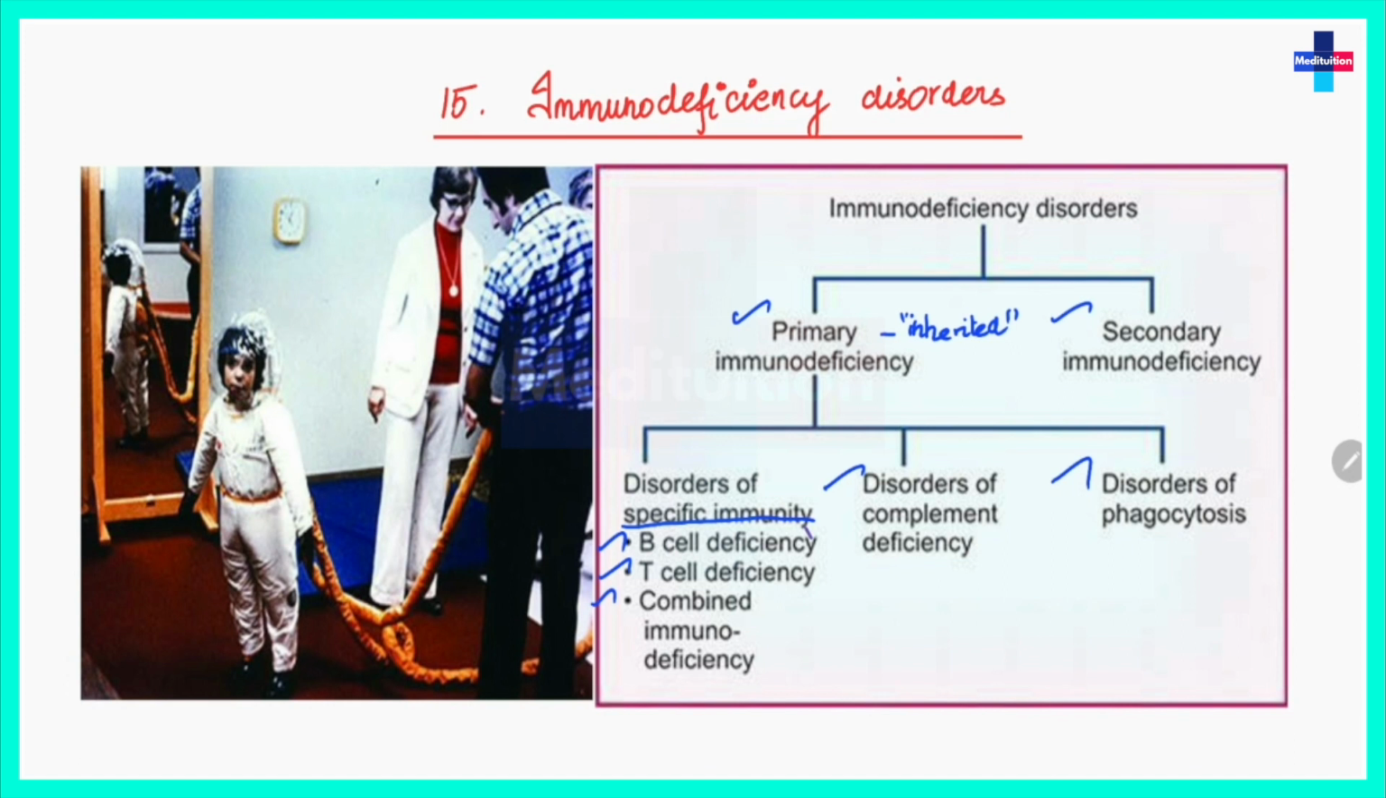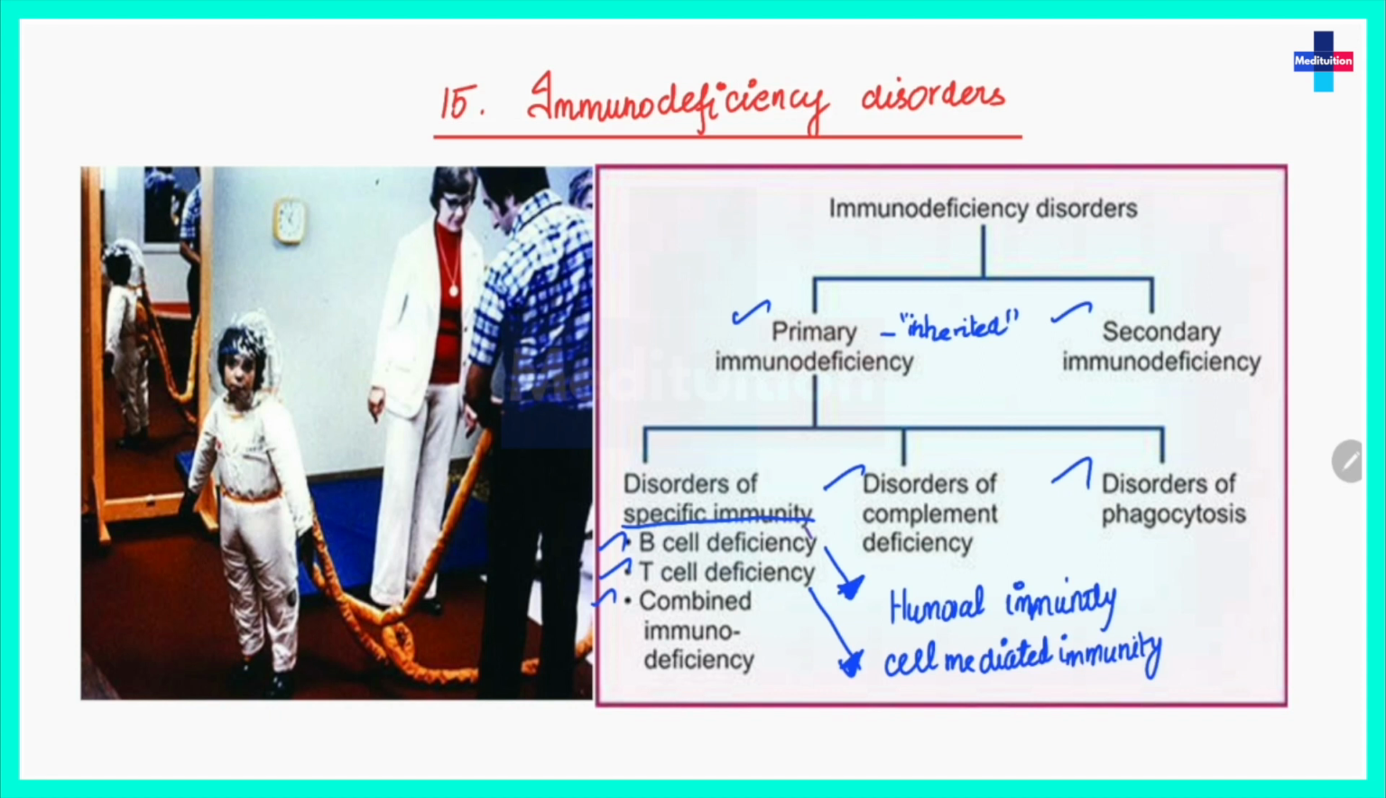We know we have two types of immunity: humoral immunity and cell-mediated immunity. So when will humoral immunity be affected, and when will cell-mediated immunity be affected? Humoral immunity will be affected when there is a problem in the production of antibodies. Antibodies are produced by plasma cells, which are nothing but B cells. So when there is B cell deficiency, humoral immunity will be affected. And cell-mediated immunity will be affected when there is T cell deficiency.